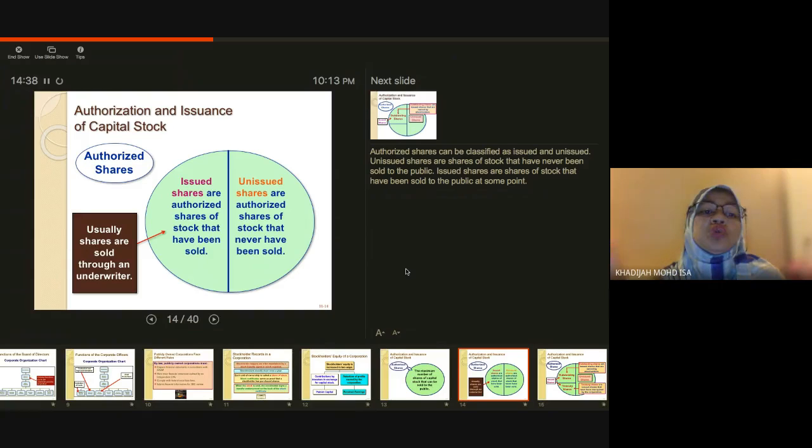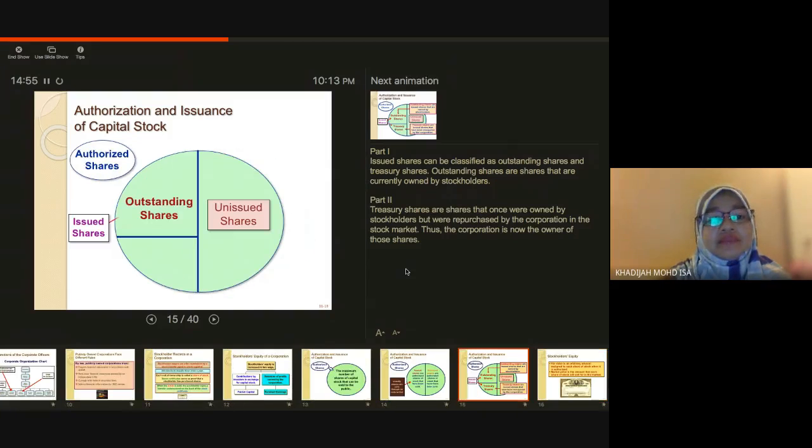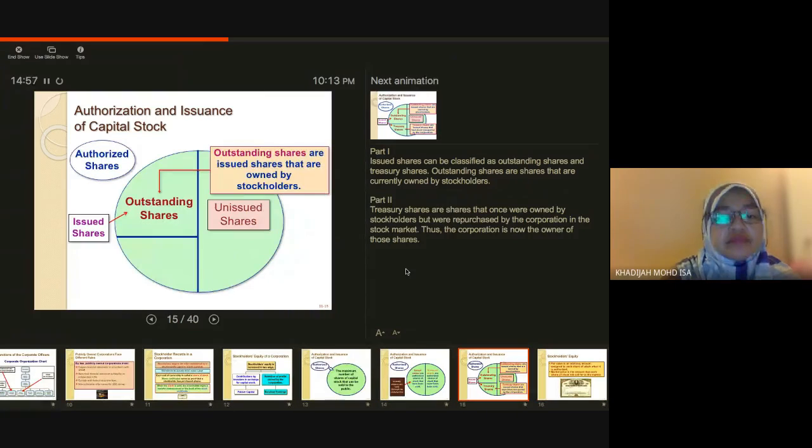Katalah, what if you need to go for 2,000 shares? Then you have to apply again lah. You have to apply to the relevant authority. You have to change lah, you punya memorandum of association. Right? Then you have to say that, okay, I need to increase my authorized shares. Right? So that one you have to apply. Yeah? 1,000 to 2,000. So issued shares ni pula ada pula.